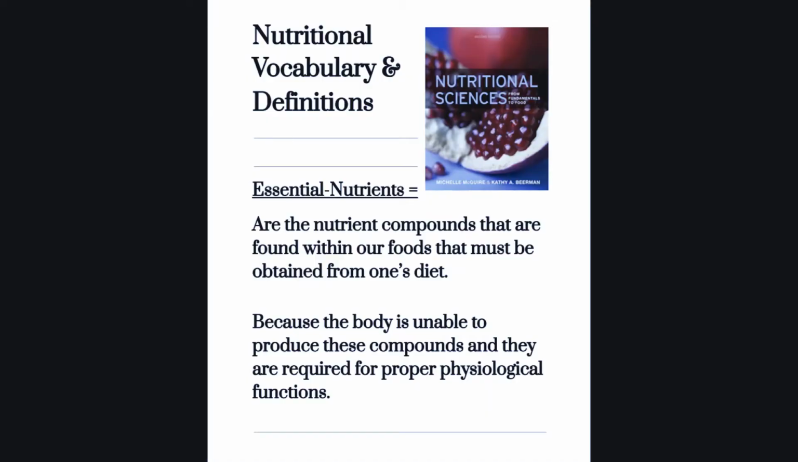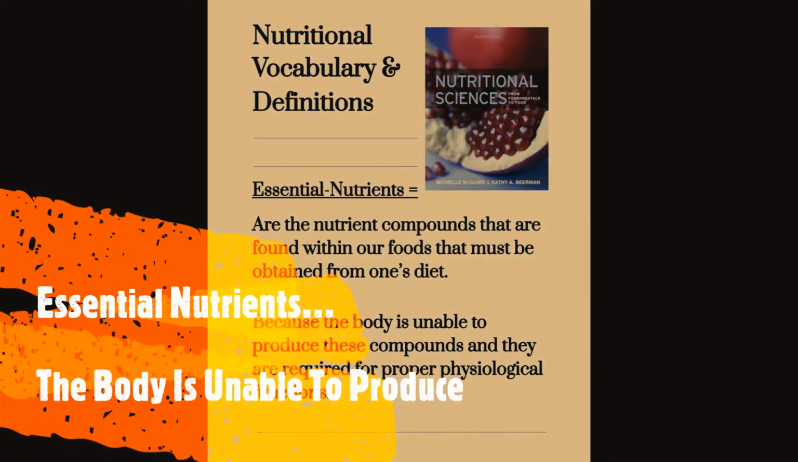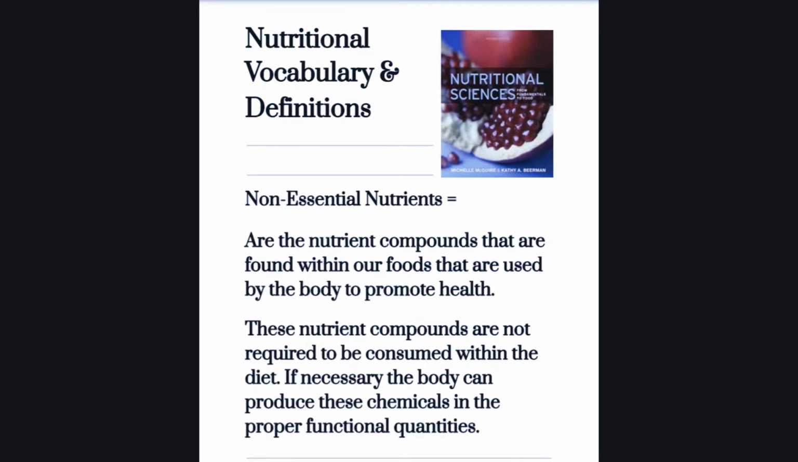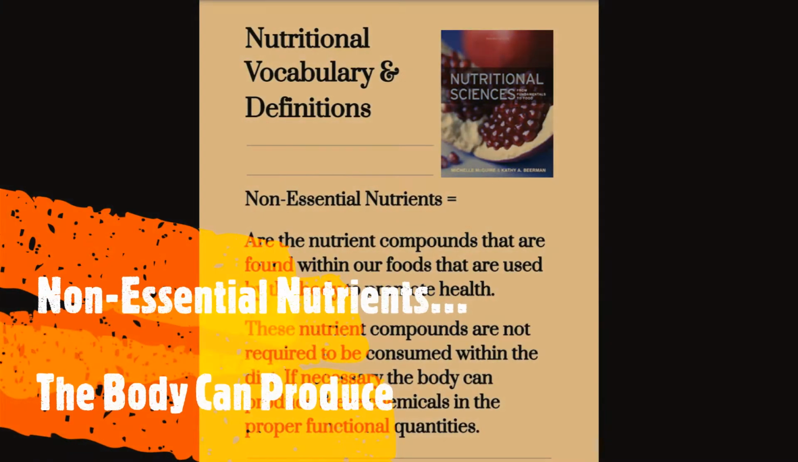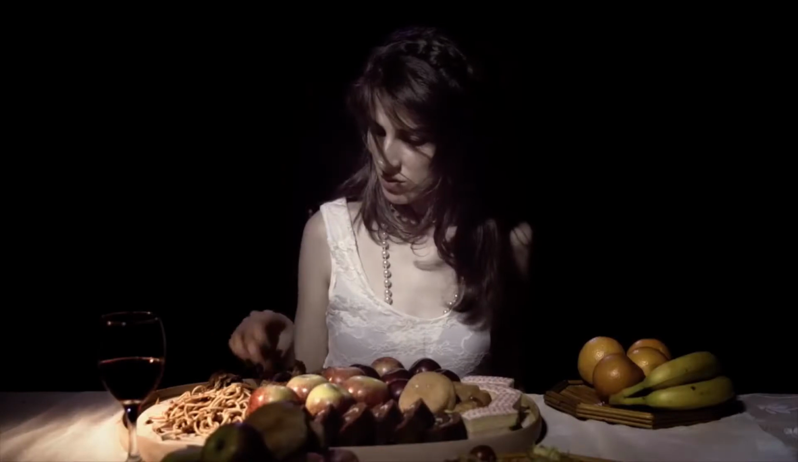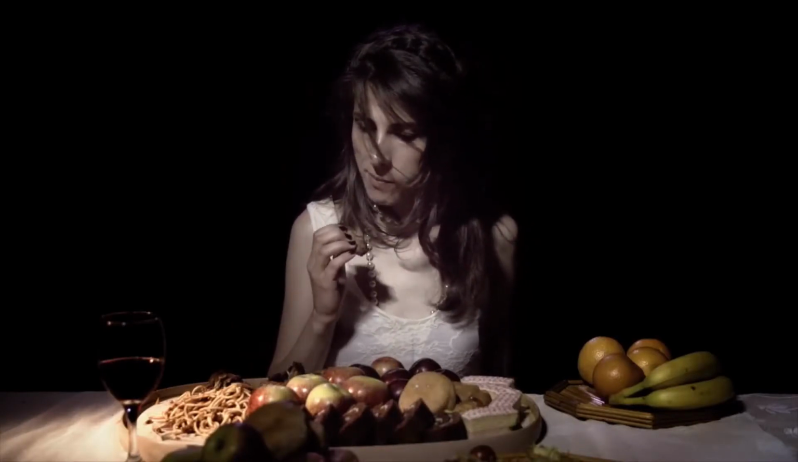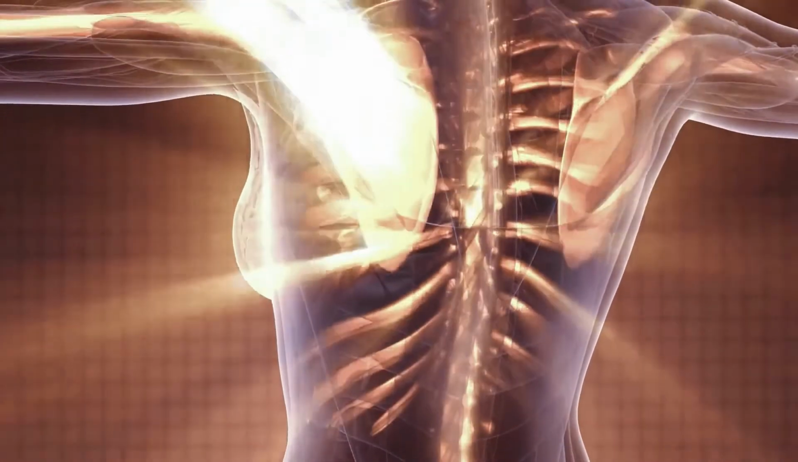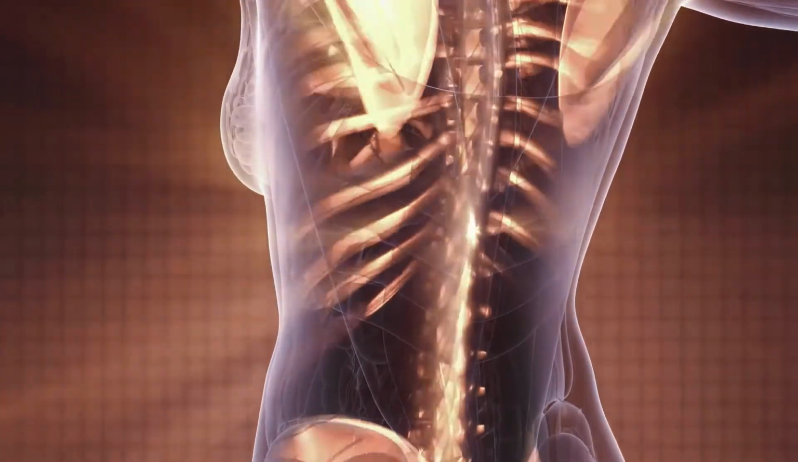Nutrient chemicals considered to be essential must be obtained from one's diet, as our body is unable to produce these molecules at all or within the necessary amounts needed for our proper bodily functions. The non-essential nutrients are the chemical compounds that are able to be produced within the body, if not obtained from our diets, within the proper functional quantities. Therefore, it may be stated that you do not necessarily need to consume the non-essential nutrients, as your body is able to produce them in the amounts needed.